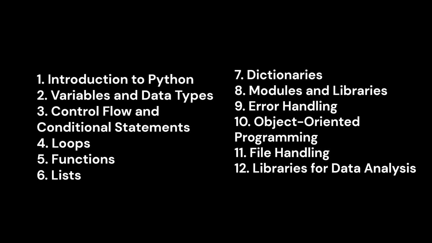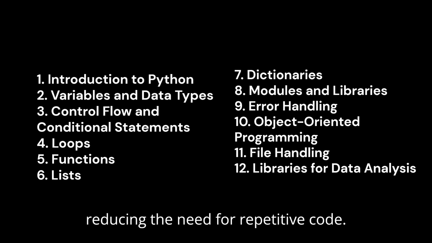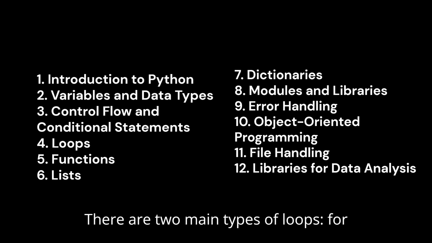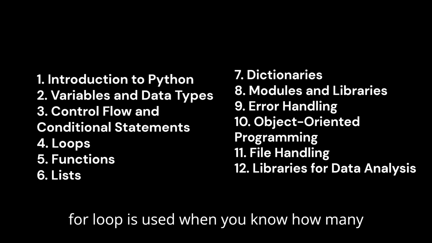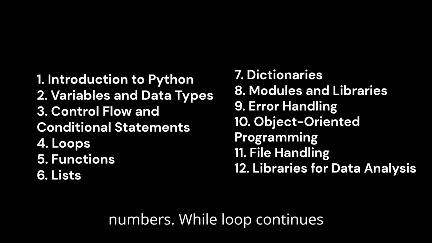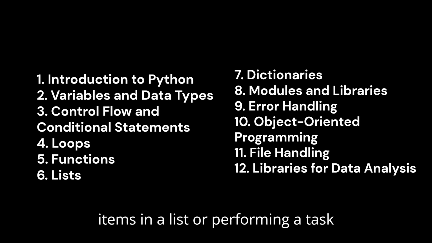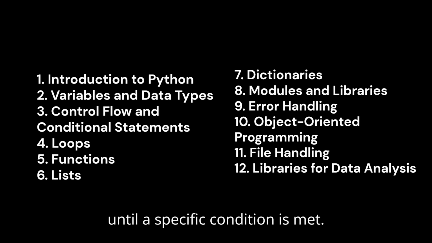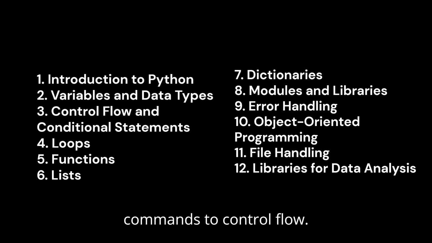4. Loops. Loops in Python are used to repeat actions multiple times, saving time and reducing the need for repetitive code. There are two main types of loops: for loops and while loops. A for loop is used when you know how many times you need to iterate through a sequence, such as a list or range of numbers. A while loop continues running as long as a specified condition is true. Loops are essential for handling repetitive tasks, like processing items in a list or performing a task until a specific condition is met. Loops also support the break and continue commands to control flow.